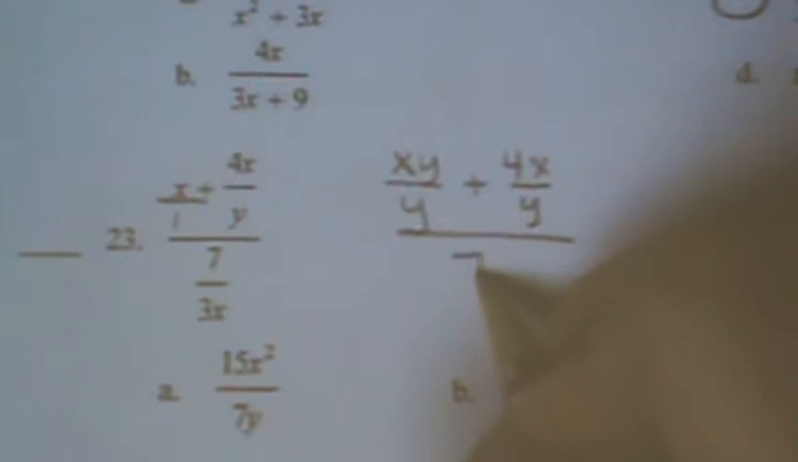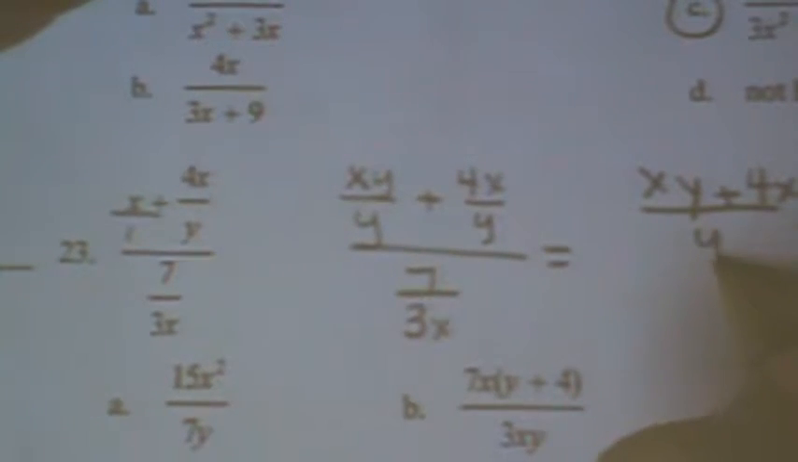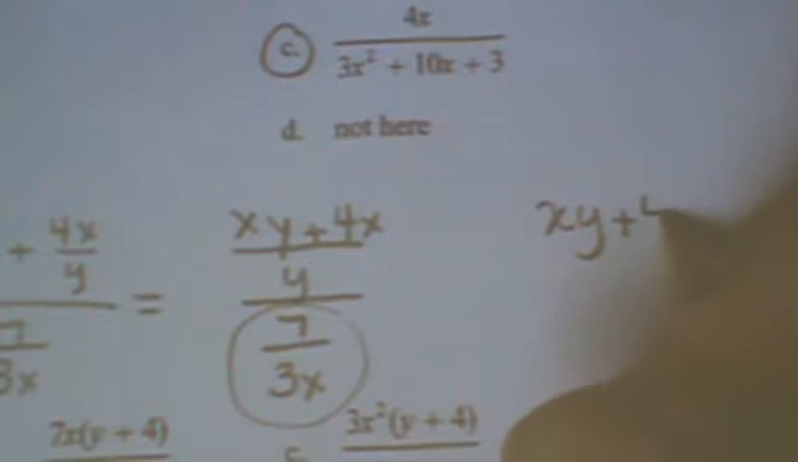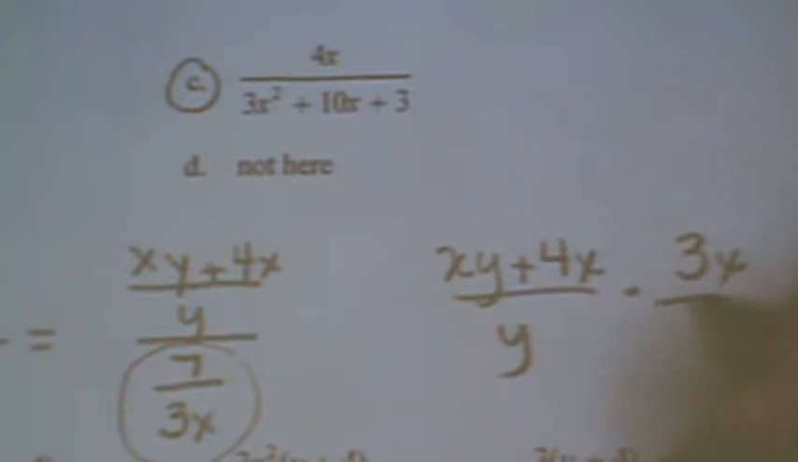23. You've got to get this to be a common denominator. So your common denominator is going to be y. So you're going to multiply this and this by y. So xy over y plus 4x over y, over 7 over 3x. So this top is xy plus 4x over y over 7 over 3x. Now we're going to flip and multiply. So xy plus 4x over y, flip this and multiply.